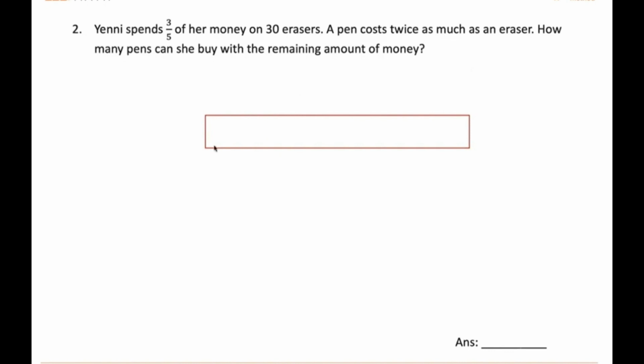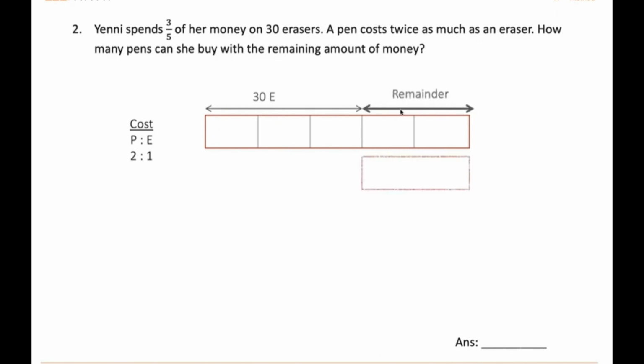I'm going to draw a bar to represent Yenny's money, and I'm going to divide it into 5 parts because it says here 3/5 of the money on 30 erasers. 5 parts. 3 parts is to buy 30 erasers. So 30E here. Okay, the second statement tells you the price of a pen to the price of an eraser, which is 2:1. Twice means 2, eraser is 1. So price of a pen is 2 units, price of an eraser is 1 unit. The rest of the money or the remaining money over here, I redraw it below, and this is to buy pens, right?